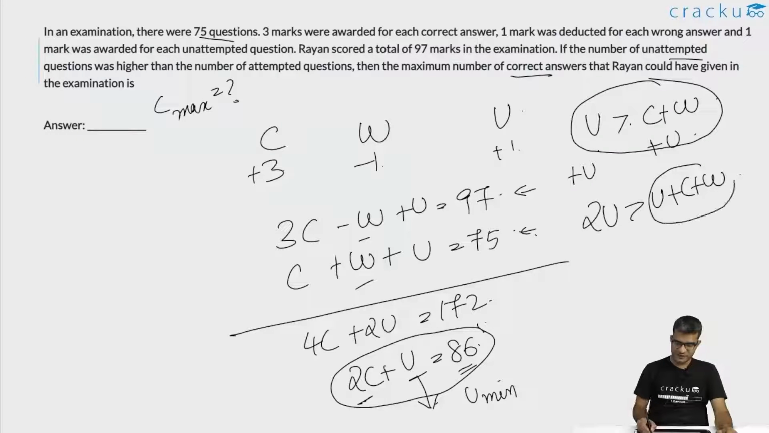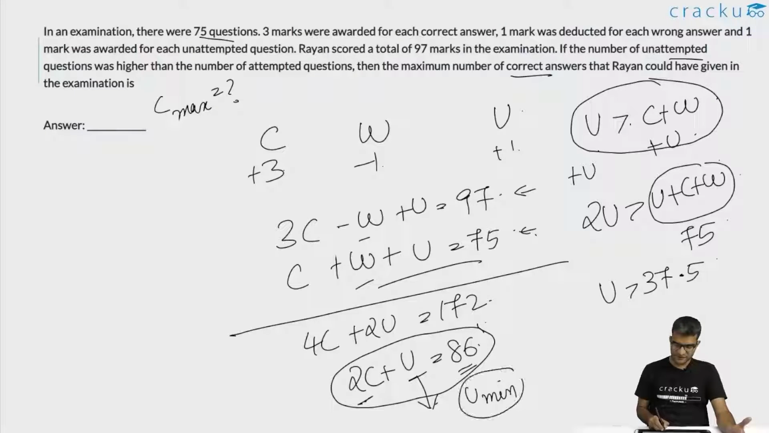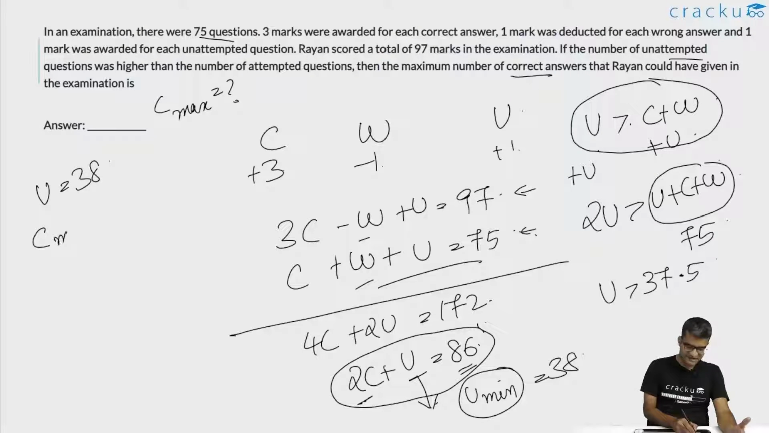But what is the value of U plus C plus W? That is a constant which is equal to 75. So U is greater than 37.5. Because we are looking only for integers, the minimum value of U is equal to 38. So U minimum is 38, in which case C is maximized.